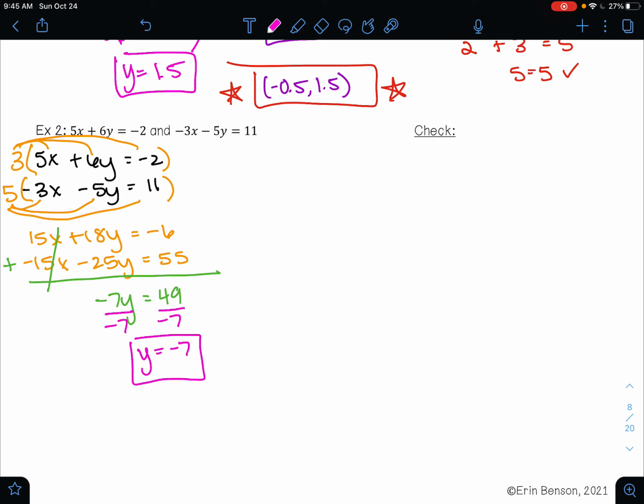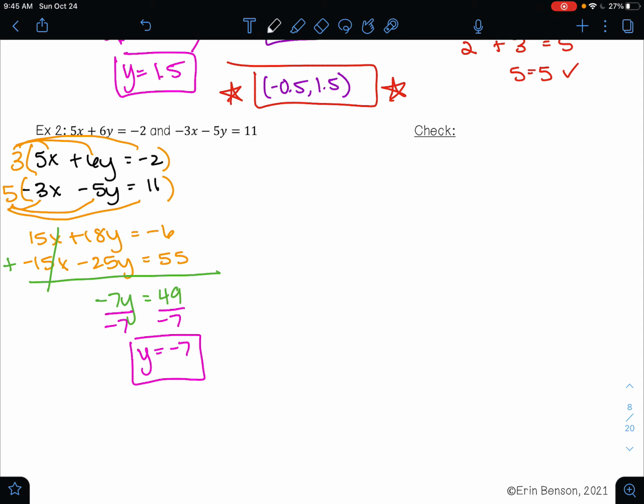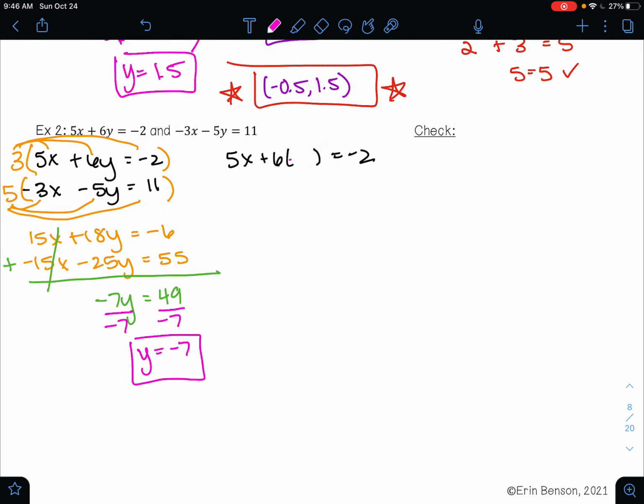Now I'm going to take this answer and I'm going to plug it into my first equation. Again, you can choose either one. I'm just choosing the first one. So I'm going to have 5x plus 6 times negative 7 equals negative 2. And again, we got that negative 7 from solving that right here. So I'm going to have 5x minus 42 is equal to negative 2. To undo subtraction, I am going to do addition.